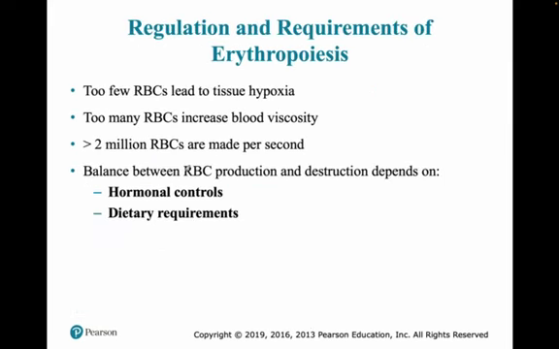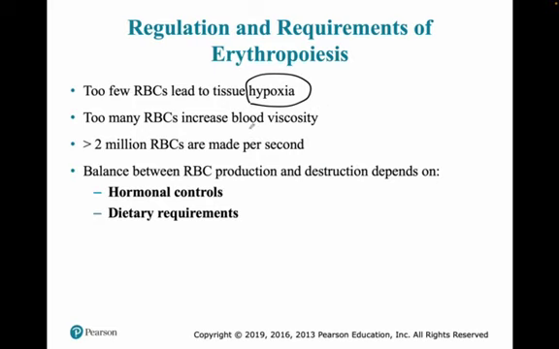All right, so when it comes to regulation and requirements, we cannot have too few RBCs. If that happens, we will end up in a condition called hypoxia. Hypoxia means less oxygen. Since RBCs carry oxygen, if we have fewer RBCs, naturally our body will be low in oxygen. We call that hypoxia. Is too much RBC good for us? No, because the globin, this protein molecule in RBC, is very thick. It makes RBC very thick. So we cannot have too many RBCs either.